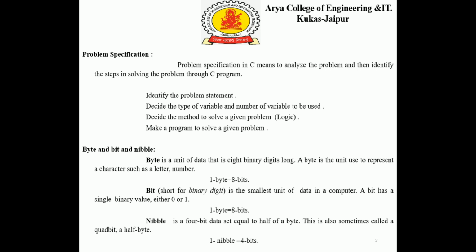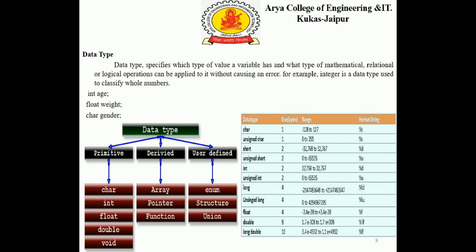Next is bit, byte, and nibble. Byte is the combination of bits, like 0101, a piece of data that is defined as a byte. One byte is having 8 bits. Next, bit is the smallest unit of data that is stored in a computer, in the primary or in the secondary storage device. One bit is equivalent to 1 by 8 byte, means one byte is having 8 bits. Then nibble, one nibble is equivalent to 4 bits.